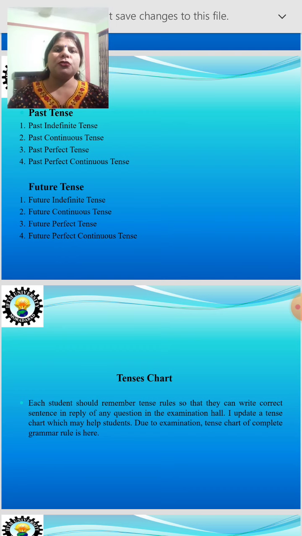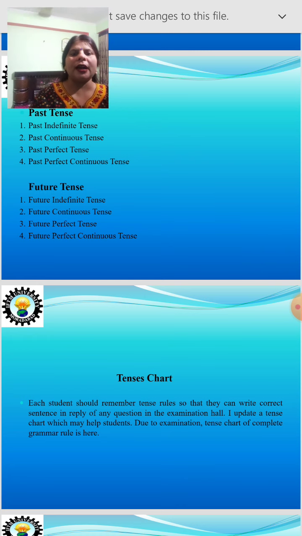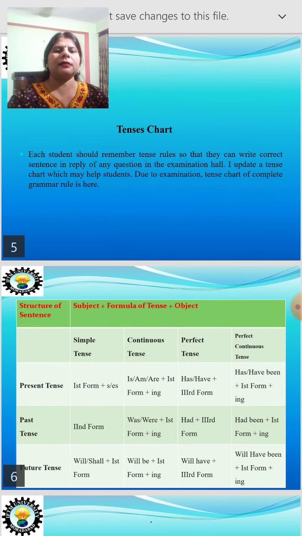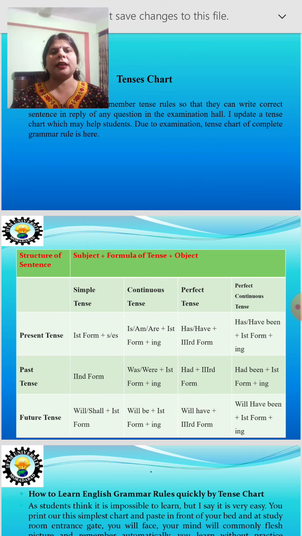Now I will explain to you students the tenses chart. Each student should remember tense rules so that they can write correct sentences in reply to any question in the examination hall. And I will update a chart which may help you, dear students. Due to the examination, the tense chart of complete grammar rules is given here. This is the chart which I have made.